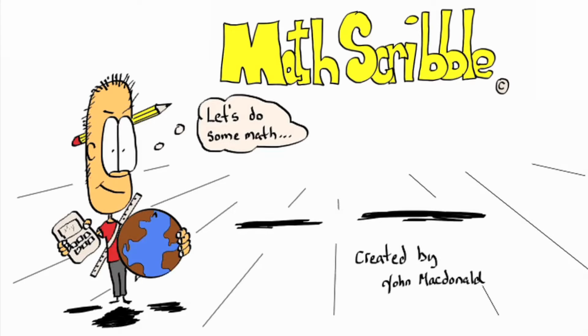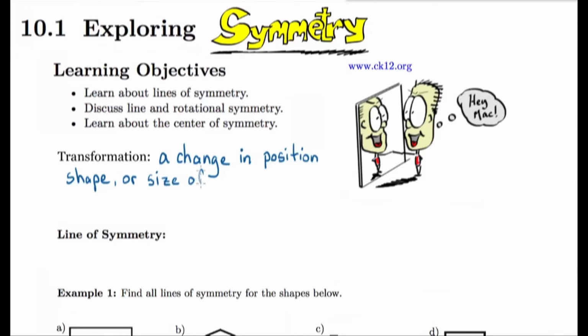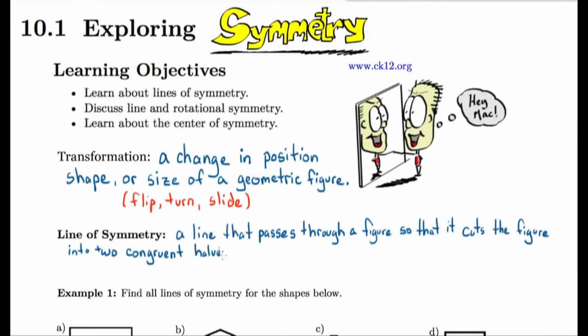In this video, we are exploring symmetry. A transformation is a change in position, shape, or size of a geometric figure, which is a flip, slide, or turn. A line of symmetry is a line that passes through a figure so that it cuts the figure into two congruent halves. The figure is reflected across that line.